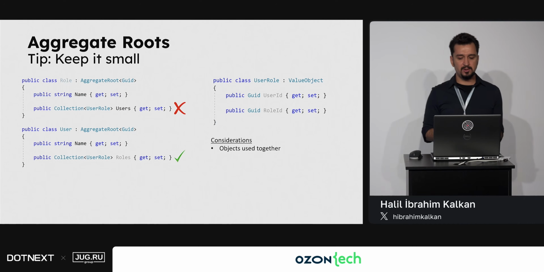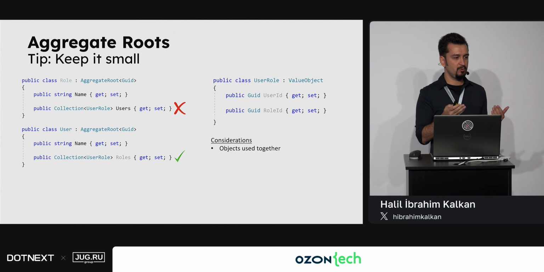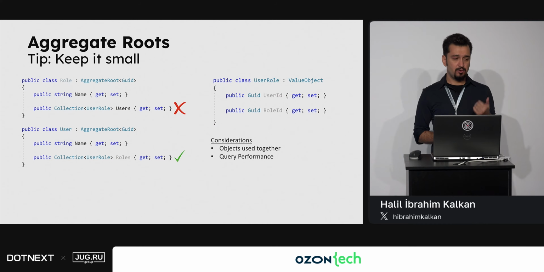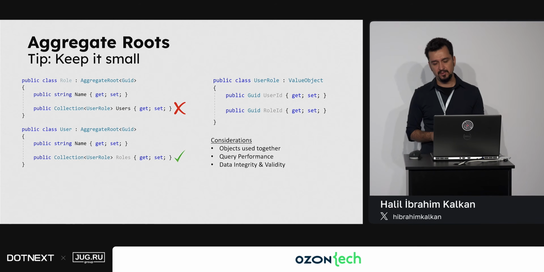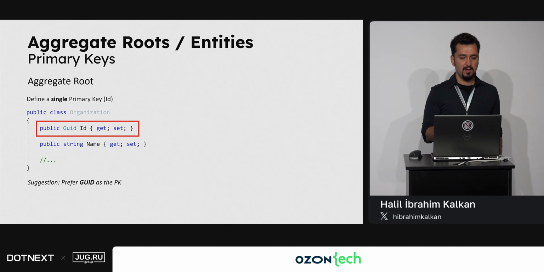So you should consider objects used together. That means if you use user, you are always using roles. You should think about that. If you are mostly using roles, it's a good idea to put such a collection. You should consider query performance and also data integrity. We will see the data integrity part and validity part in later slides.